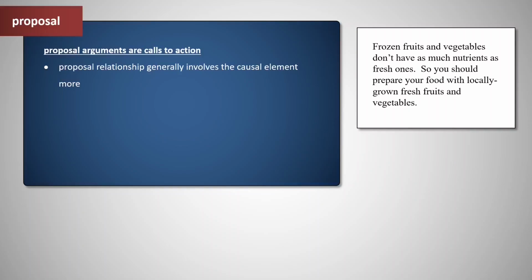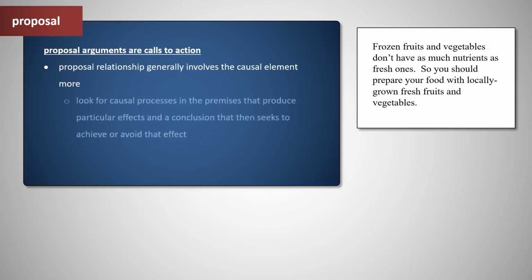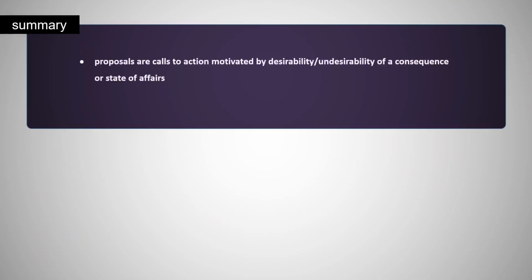The proposal relationship generally involves the causal element more, because you have the causal process in the premises which produces the positive or negative consequences. So you want to look for these causal processes in the premises that produce particular effects, and then a conclusion that seeks to achieve or avoid that effect. That's essentially what a proposal argument does. Particular effect, and then a call to action on the basis of it. Okay, so a quick summary. Proposals are calls to action that are motivated by the desirability or the undesirability of a consequence or a state of affairs.